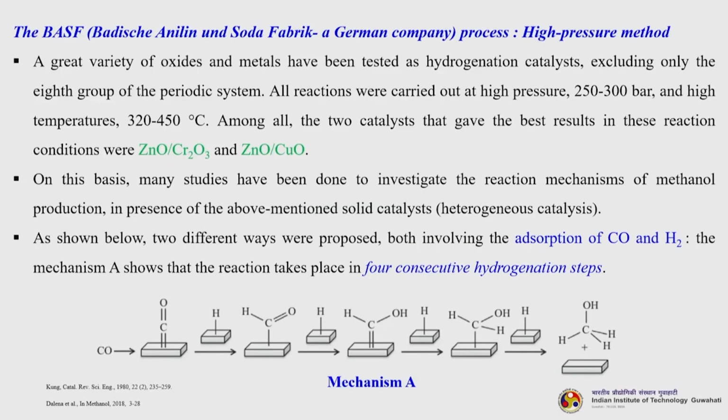Next is the BASF process. It is a German company developed process, it is a high pressure method. Now, a great variety of oxides and metals have been tested as hydrogenation catalysts, excluding only the 8th group of the periodic system, almost all have been used. All reactions were carried out at high pressure, 250 to 300 bar, and a high temperature, 320 to 450 degree centigrade. Among all, two catalysts which gave extremely high selectivity and the best results in these reaction conditions were zinc oxide Cr2O3 and zinc oxide copper oxide catalyst. So, bimetallic catalyst basically, right.